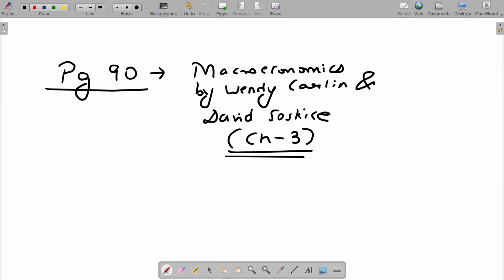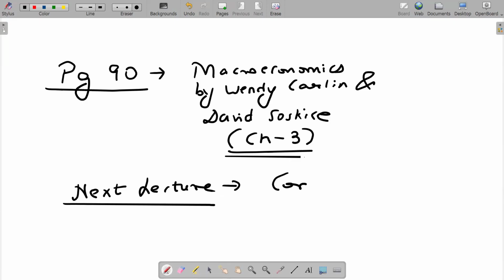Okay, so in the next lecture, I'm going to continue with the 3 equation model. We're going to look at the MR curve in more depth. So we continue with the IS-PC-MR model in the next lecture.